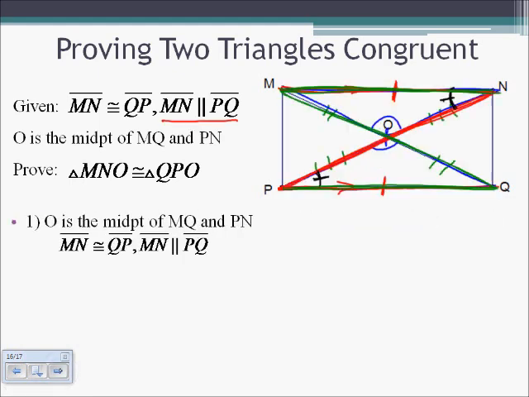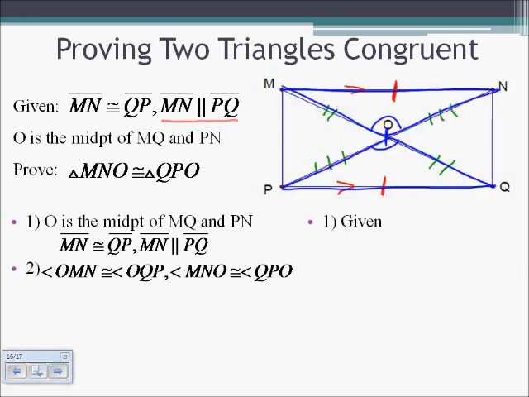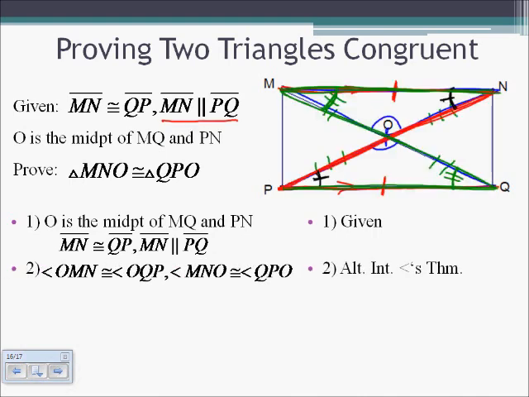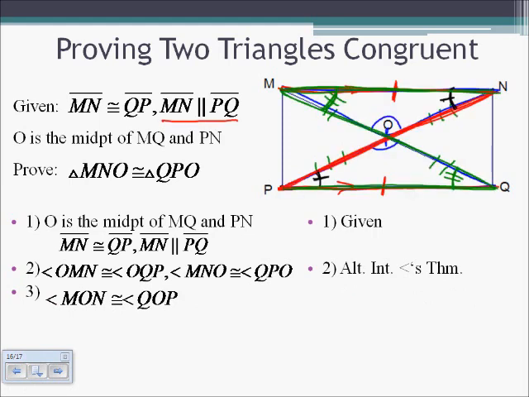Again, start off with the given. We said that angle OMN is congruent to OQP and MNO is congruent to QPO by the Z, or as we formally know it, the alternate interior angles theorem. We know that angle MON and angle QOP are congruent by the vertical angles theorem. That takes care of all of our angles.